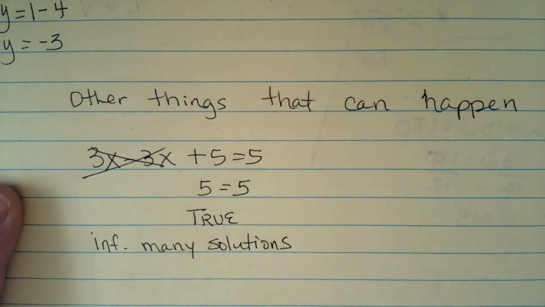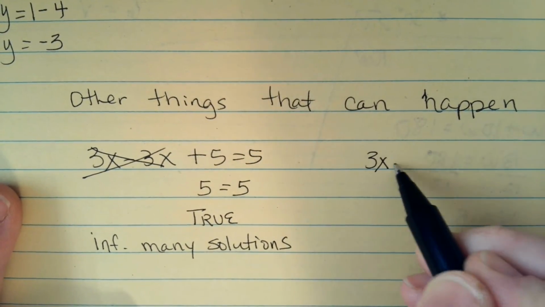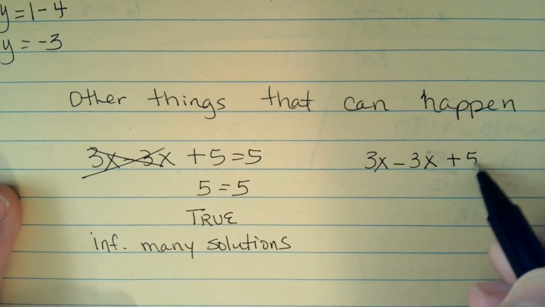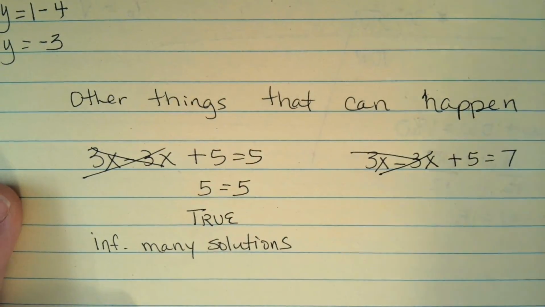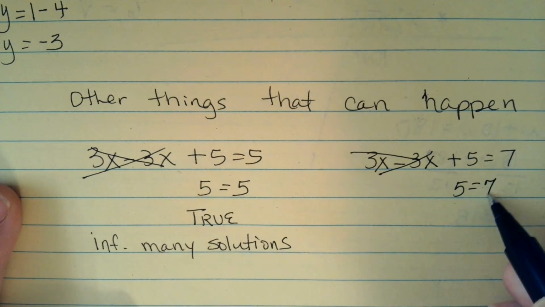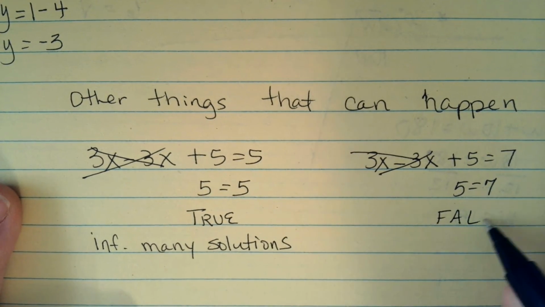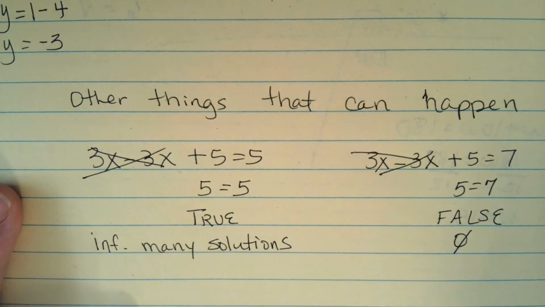Okay? The other thing that can happen is, what if you have 3x minus 3x plus 5 equals 7, and the 3x's go away, and you get 5 equals 7. That's false, so that is no solution.